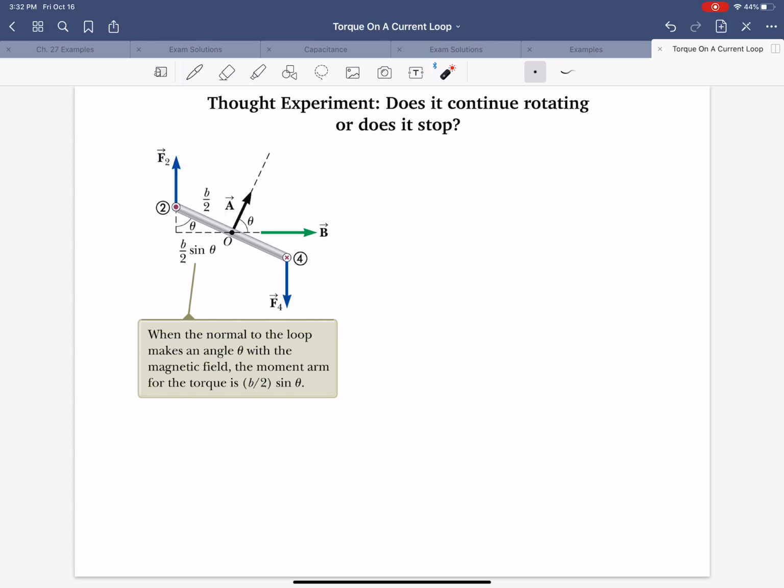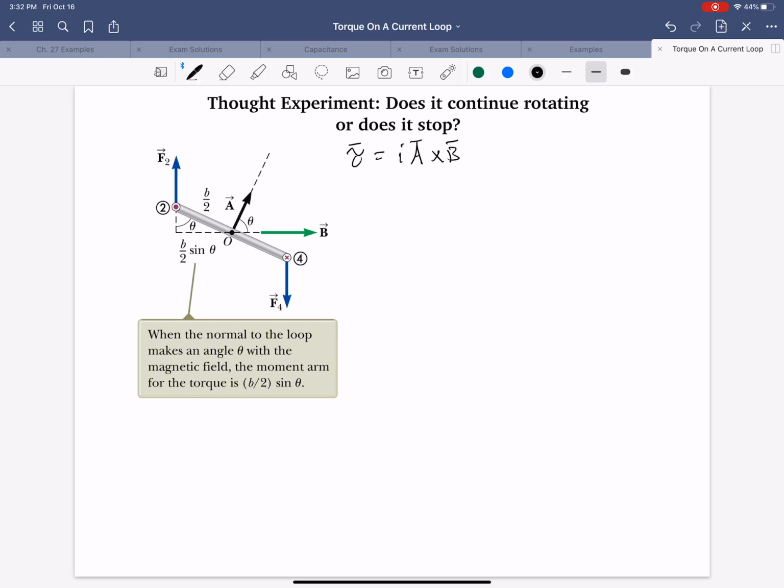The external magnetic field is not moving in space. That's always pointing to the right. So that creates a torque on it, remember? Torque, we found, was I times A, that area vector, cross B.